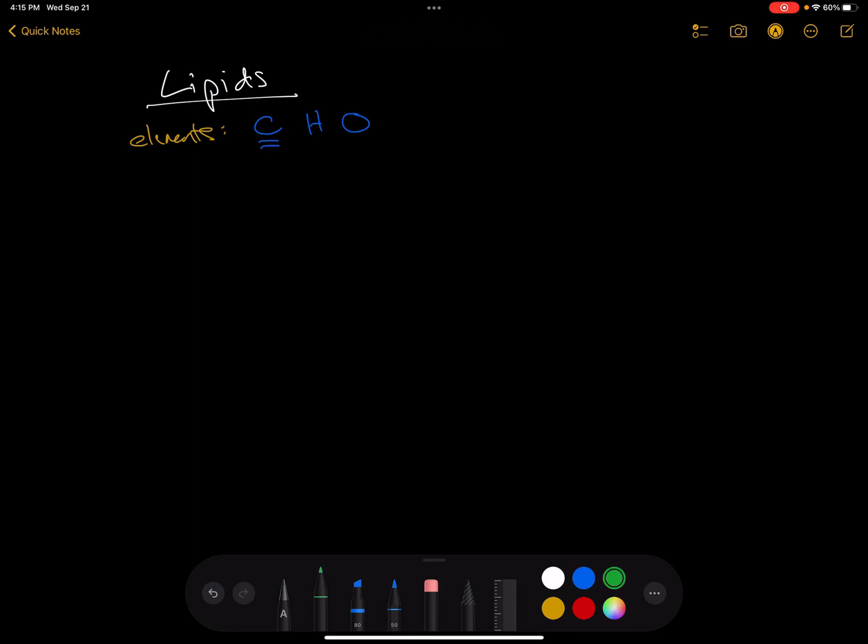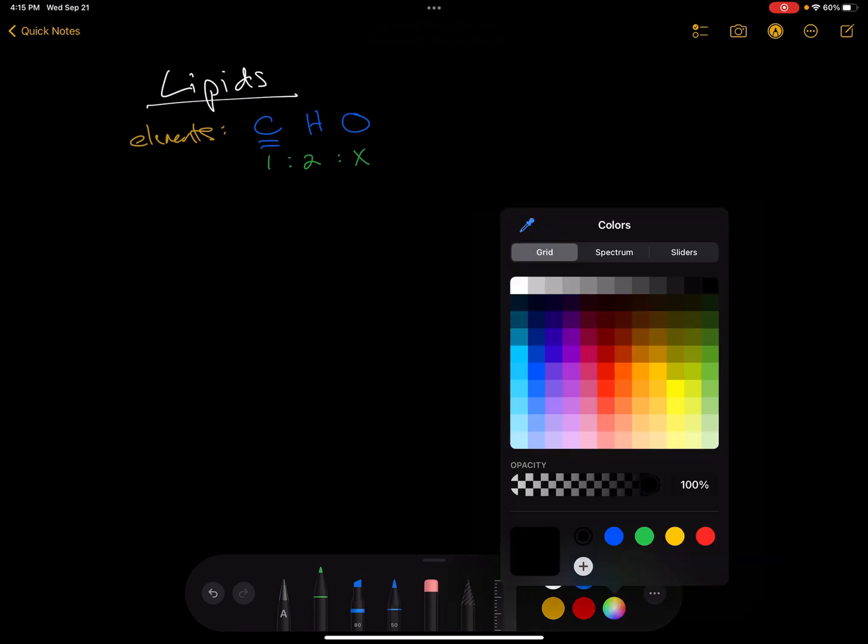Now, if you've watched the other video or listened to a lecture about carbs, carbs have the exact same three elements, but what's different between the carb and lipid elements is that these are in a 1-to-2 ratio, and there's very, very little oxygen available, which is going to give us some pretty unique characteristics.